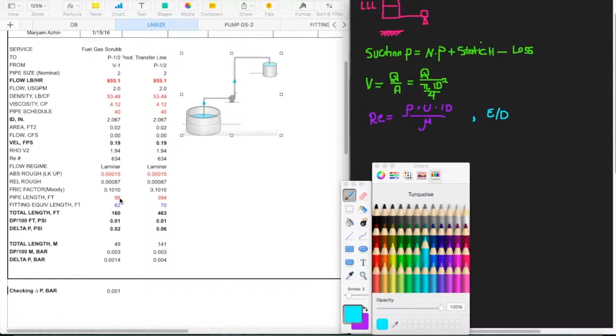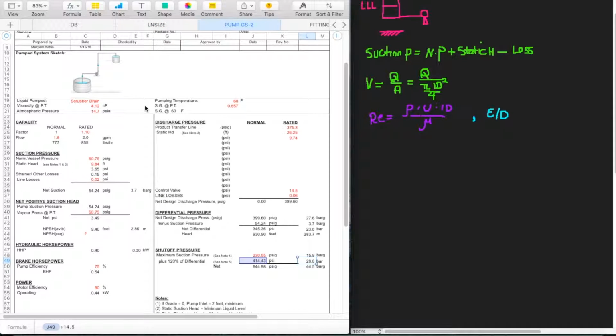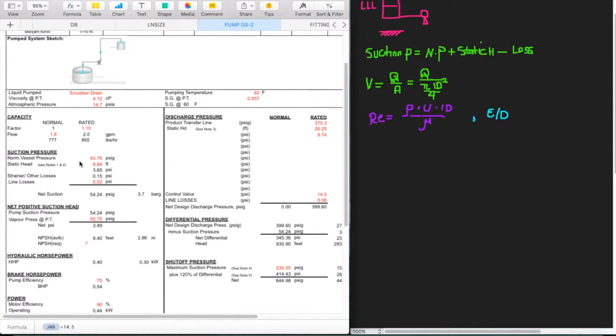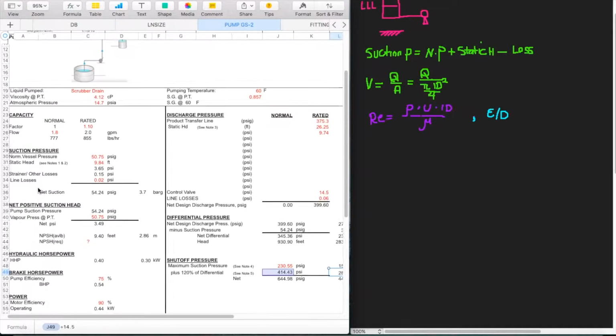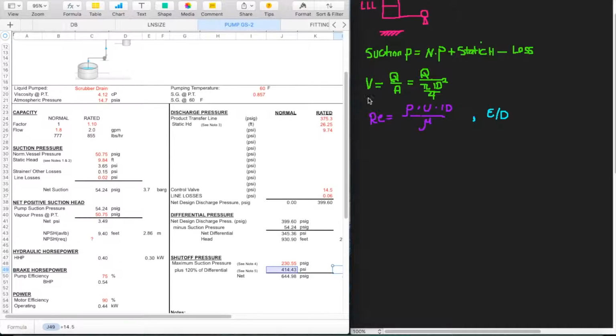We have the length of the line. We can also calculate the fitting equivalent length, I mean how much pressure loss the fitting has on the line, but equivalent to the length of the pipe, and the total pressure loss is 0.02. We can use this value in our pump calculation. Here you can see that we use that in line loss for suction line. So based on this formula we can find the suction pressure.